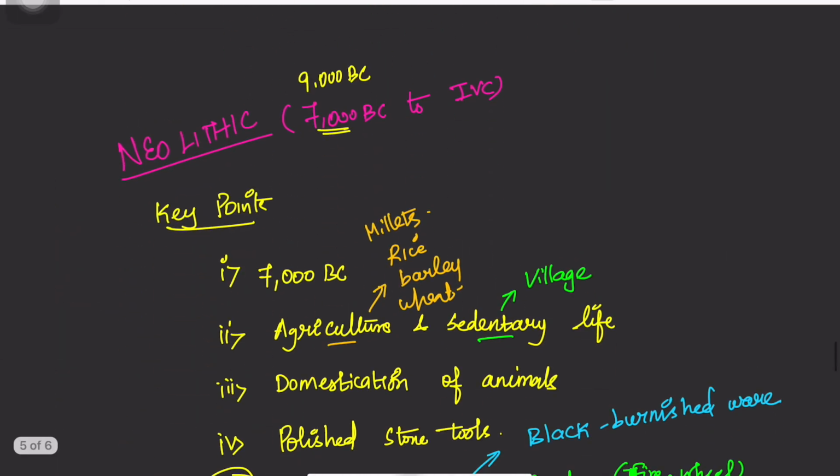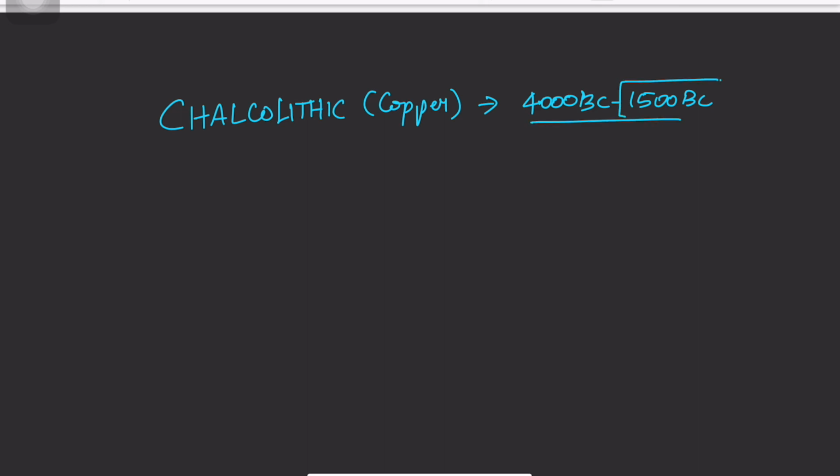Then we can go to Chalcolithic. Chalcolithic is a period of copper. Okay, so period of copper. That's why it was called Chalco. The period was around 4000 BC to 1500 BC. This was also up to the Vedic era, because in the Vedic era you are having iron, so that is called the Iron Age or Iron Phase.